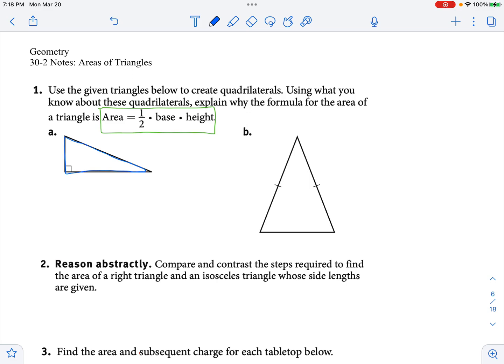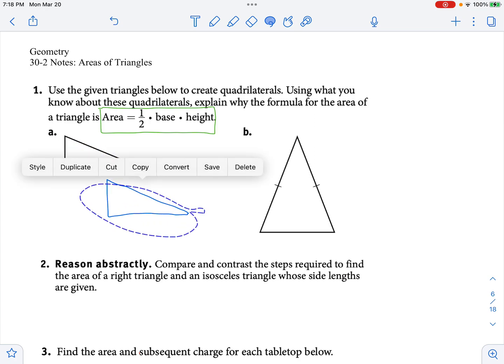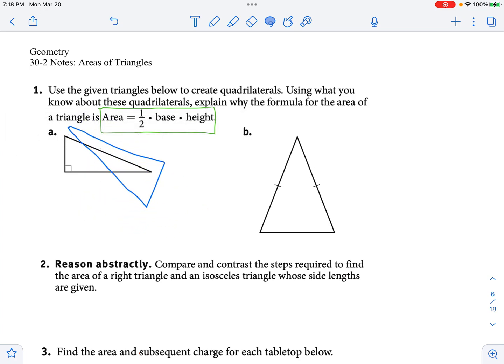So I'm just going to trace it real quick. I could trace that triangle, copy that, and then if I move that triangle around, flip it, rotate it, and slide it back in here, you can see that the two triangles together make one rectangle. Now remember, a rectangle is base times height. Since my triangle here is half of that rectangle, it makes sense that my triangle is 1/2 base times height. So our first formula for triangles is 1/2 base times height.